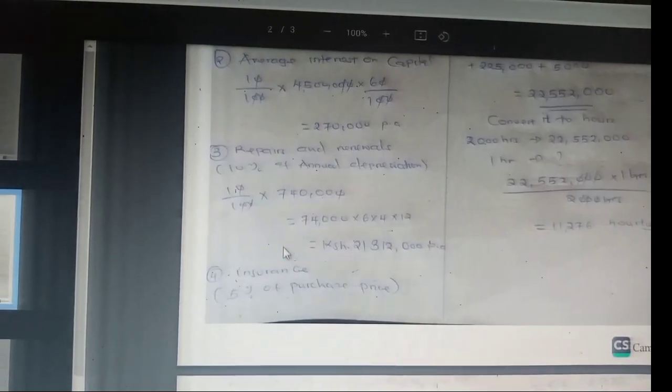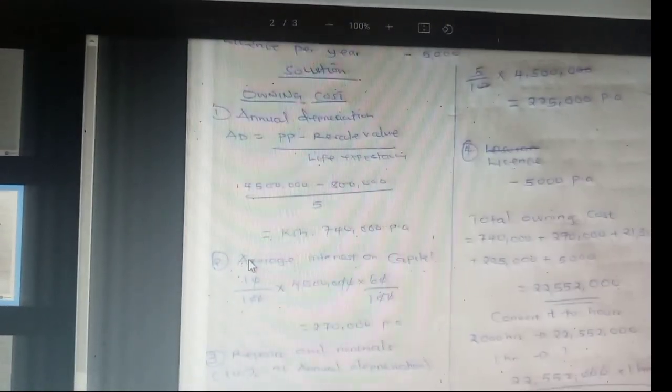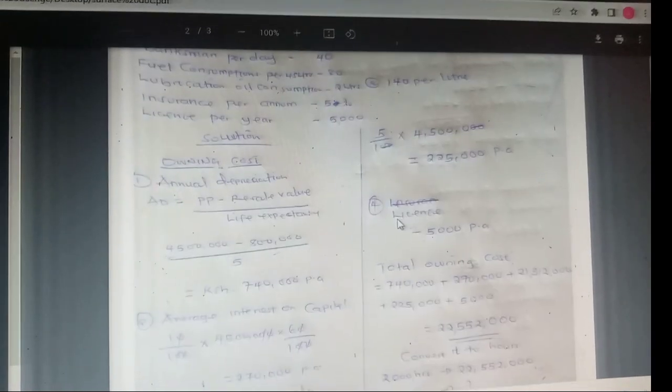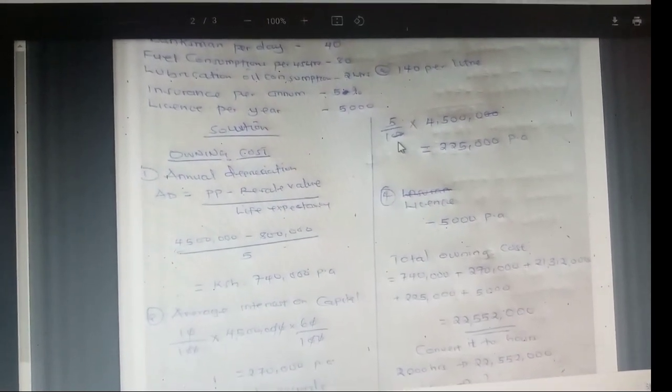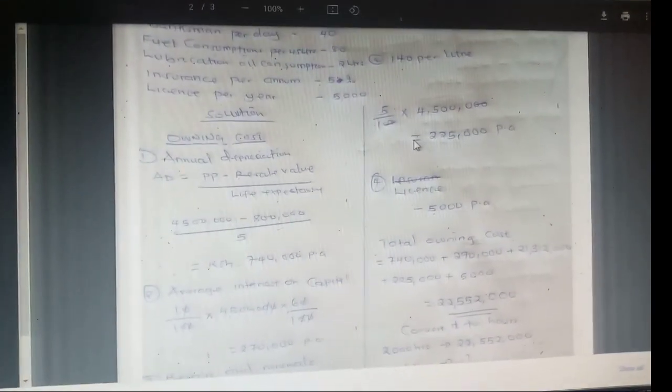So the next item is insurance. We were told in the question that insurance per annum is 5% of the purchase price. Our purchase price was 4.5 million, so you get 5 over 100 times 4.5 million. You will get 225,000. That is the amount that the owner of the machine will use to insure the machine.